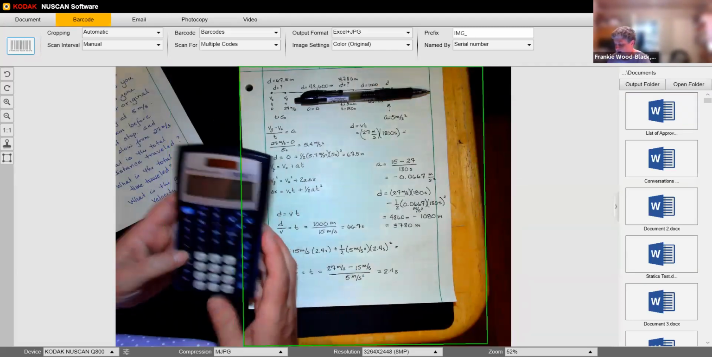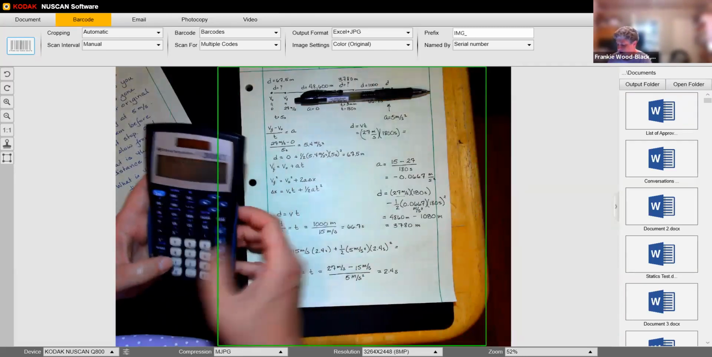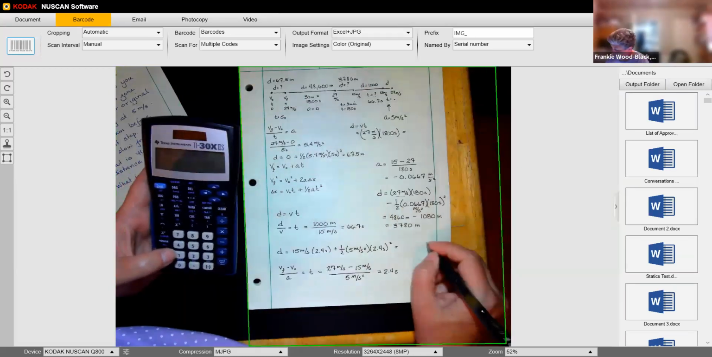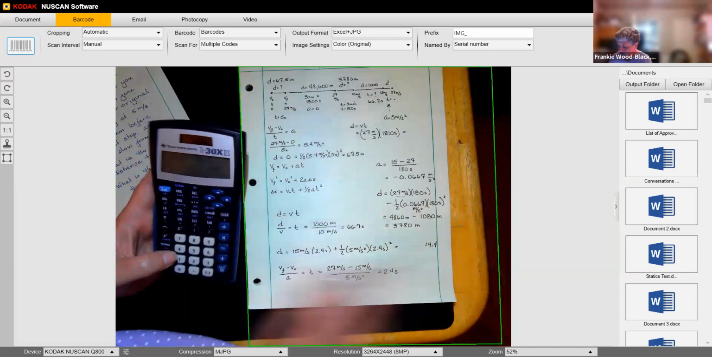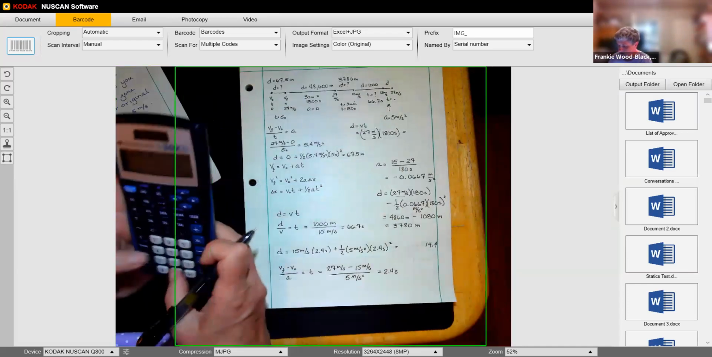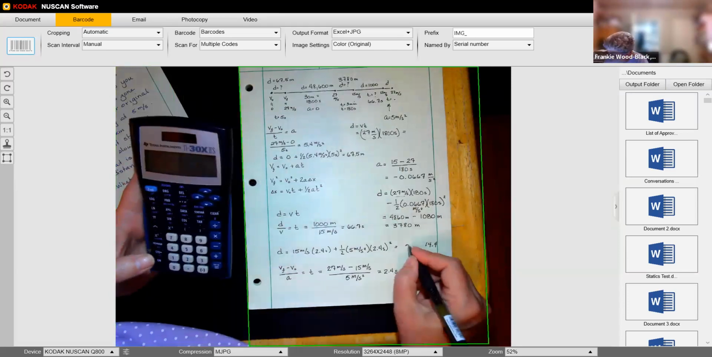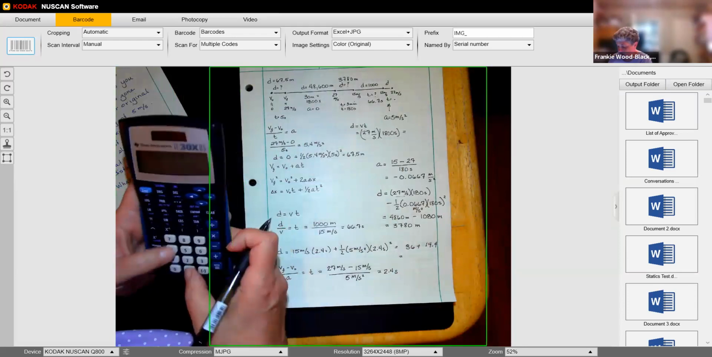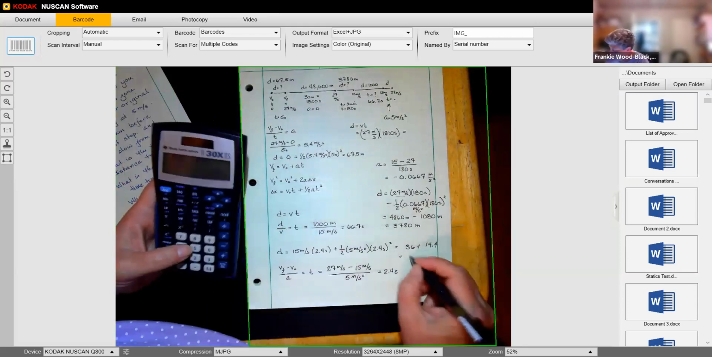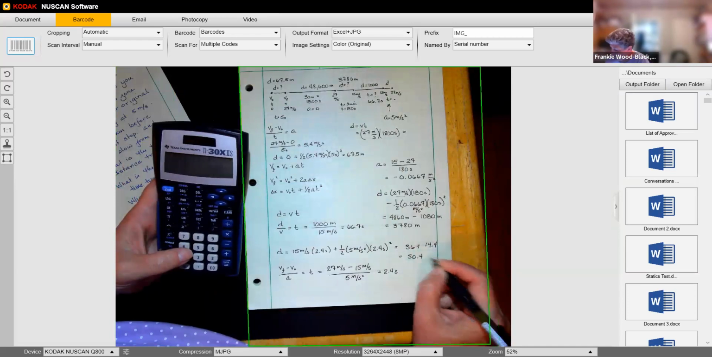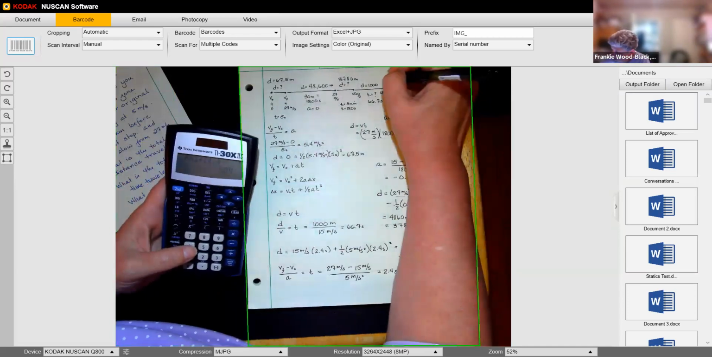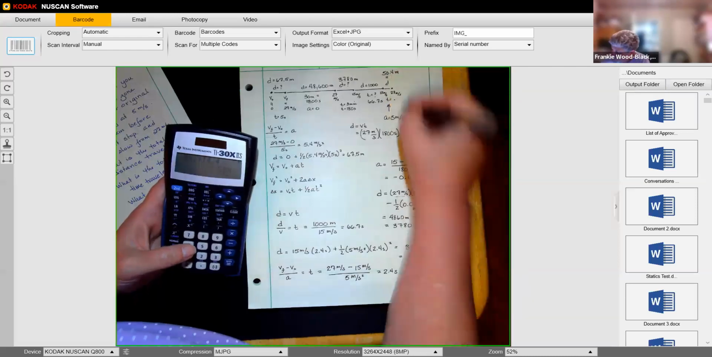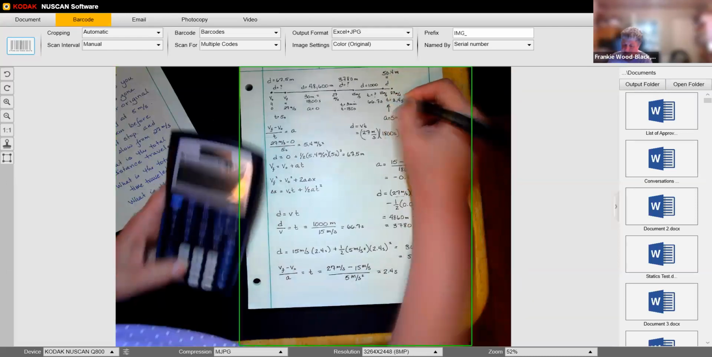I'm going to square that, times 5, times 0.5. This gives me 14.4. This gives me 36. Gives me 50.4 meters. So now we have this is 50.4 meters. Our time was 2.4 seconds.